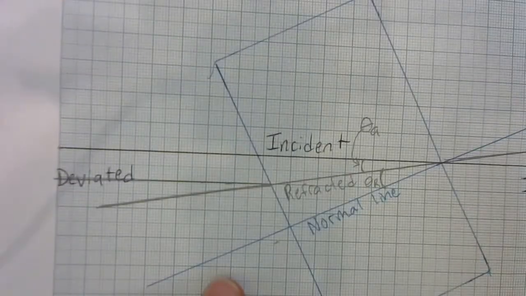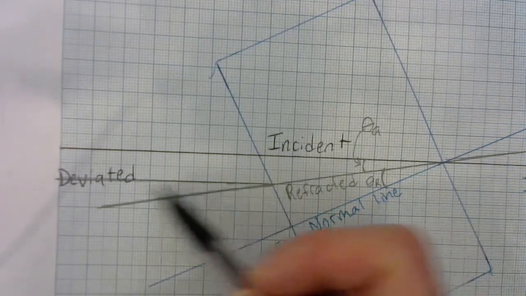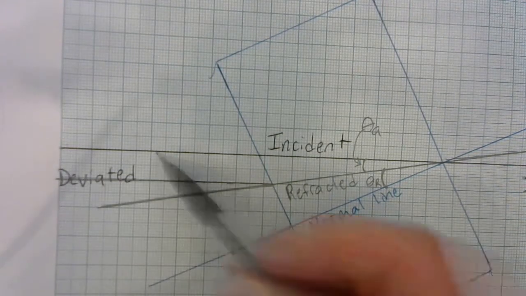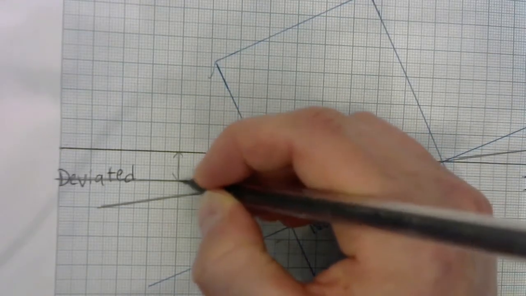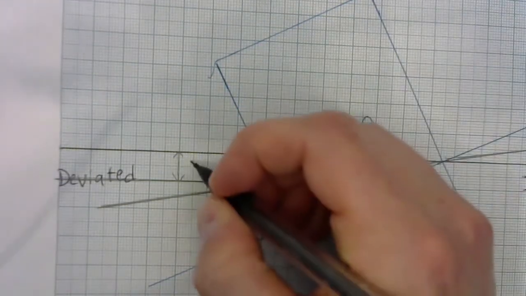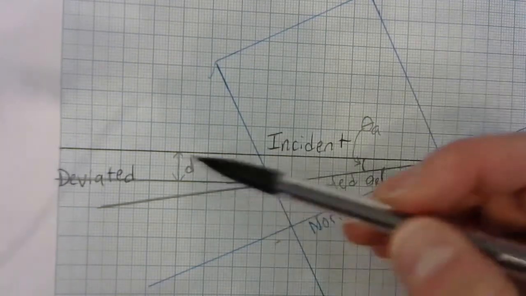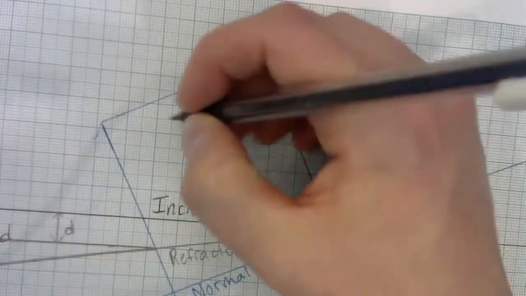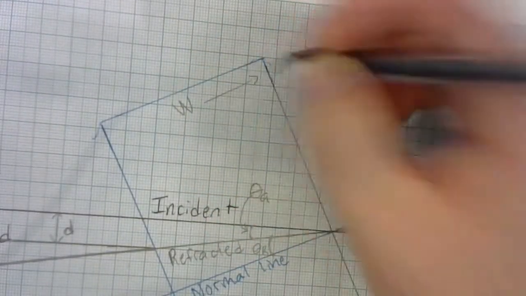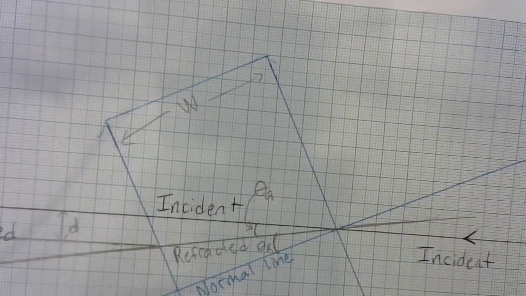And then over here, I've labeled the deviated beam. So this is the beam that exited out of the block, parallel to the incident beam. And I'm measuring with a ruler this distance here. So this is lowercase d. That is how far the beam was displaced. And then finally, you'll want to measure w, which is the width of the block. And you can measure those with a ruler.